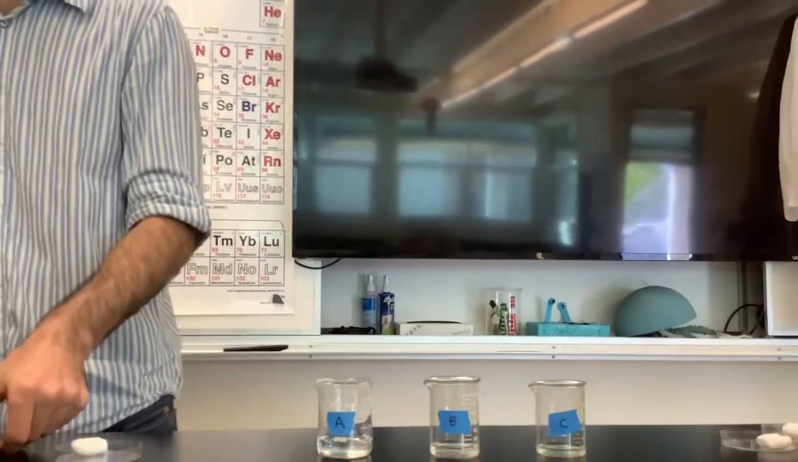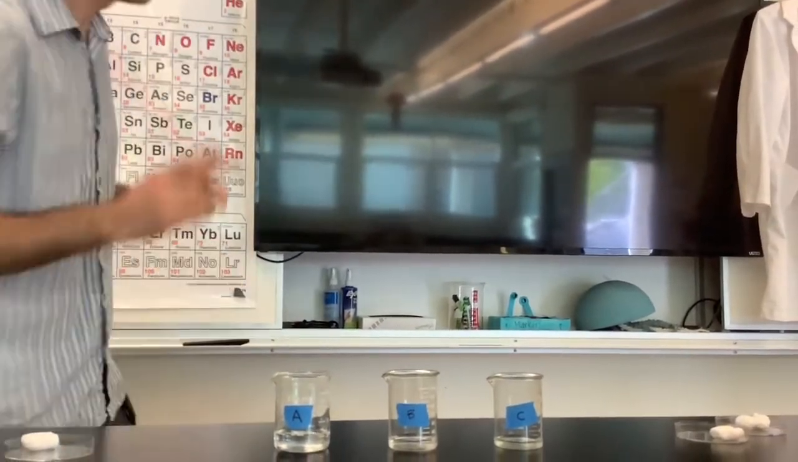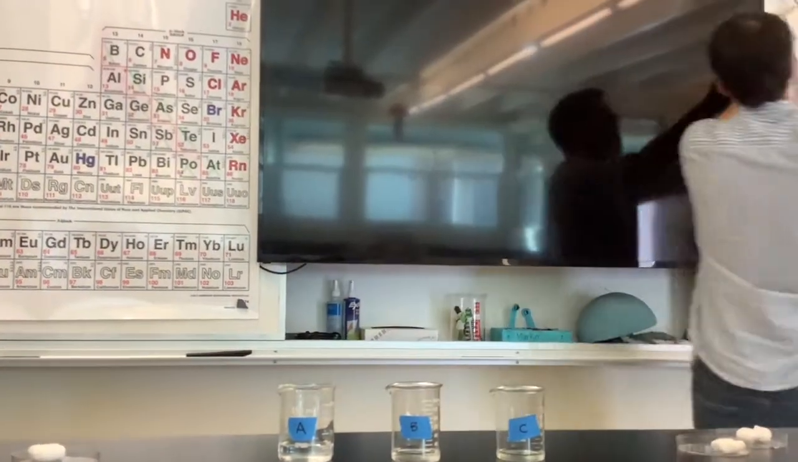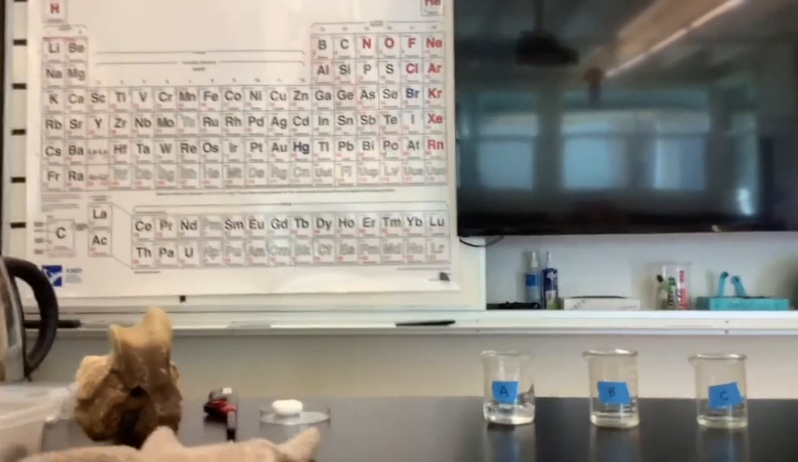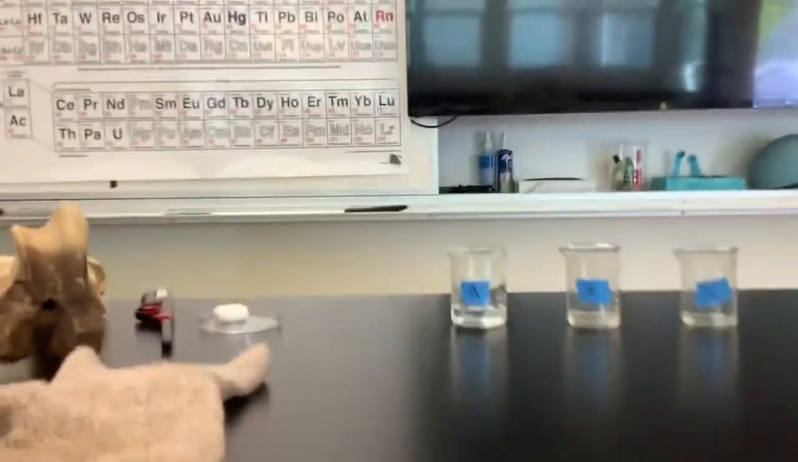Okay, so to test these chemical properties, safety first. I'm going to put on my lab coat just in case I spill something on my clothes. And hold on one second, I'm going to get my eye protection too, because I don't want anything to get in my eyes.